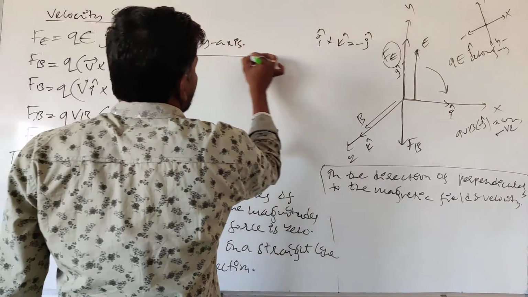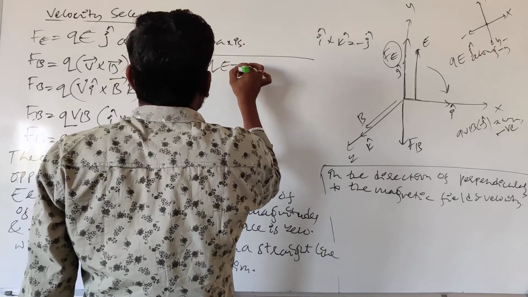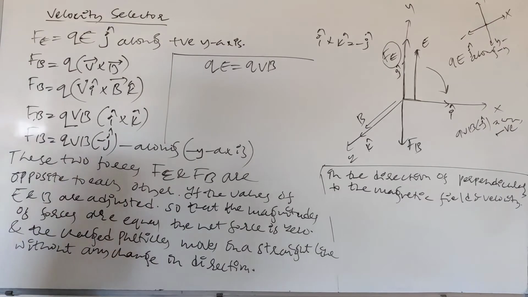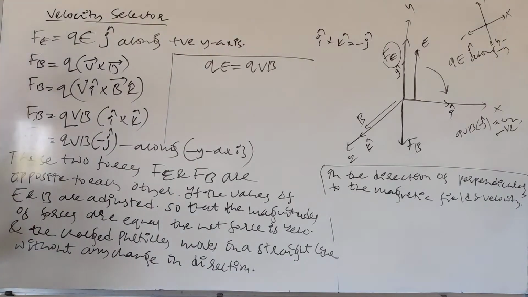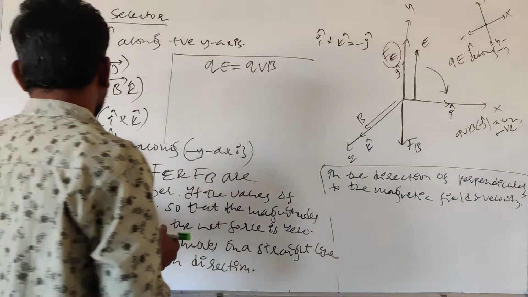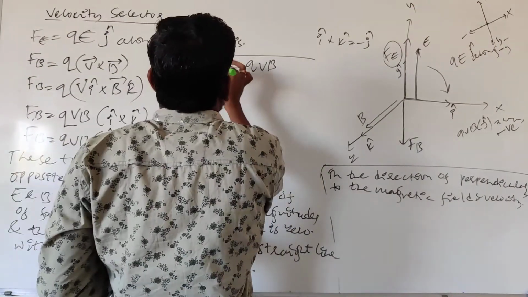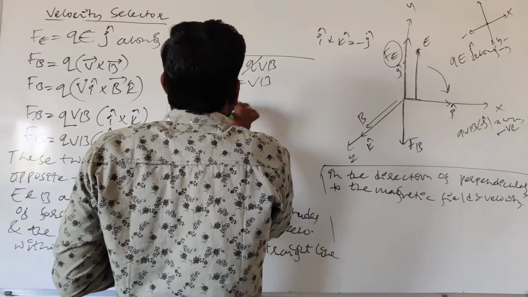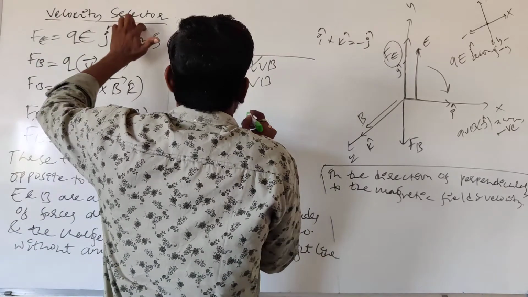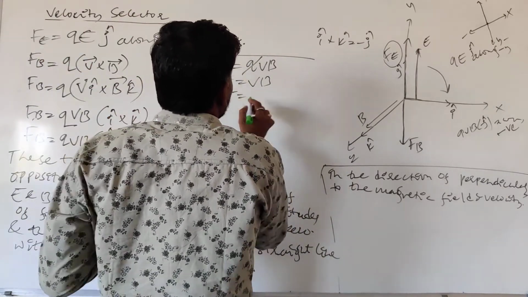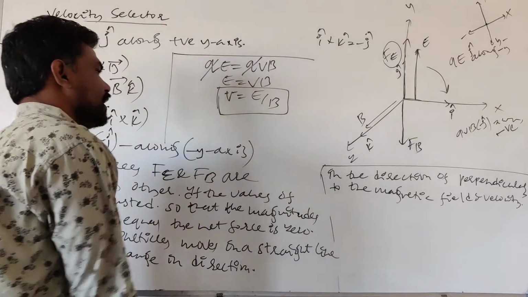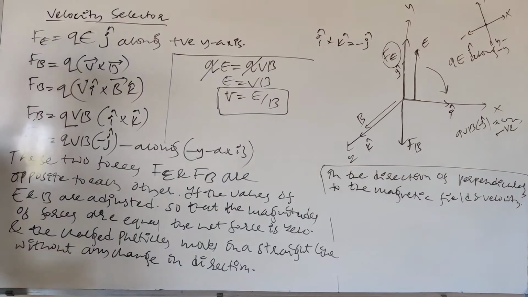Here automatically the equation becomes QE is equal to QVB. QE is equal to QVB. Right. So here Q cancels. So E is equal to VB, and velocity V is equal to E divided by B. Right. So this is the thing.